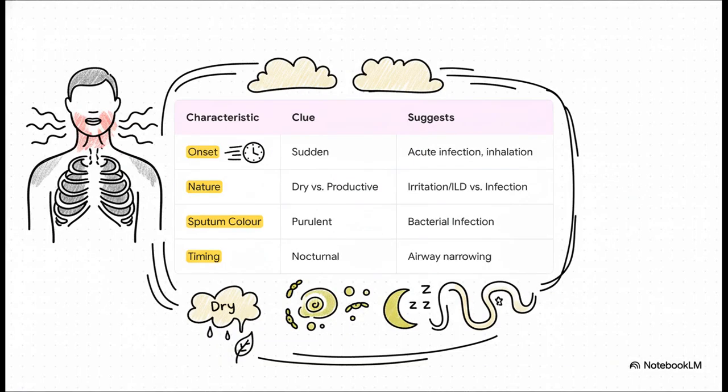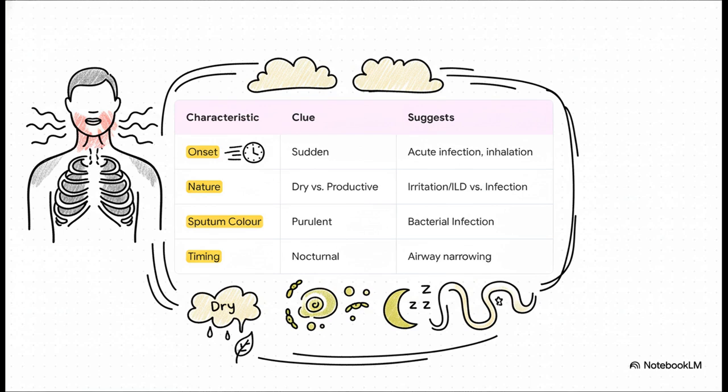Okay, pay attention, because this slide is incredibly high yield. A top-tier answer in an OSCE or a written exam will always break down the cough using these characteristics. Is it a dry, hacking cough? That might suggest some kind of irritation or maybe even interstitial lung disease. Or is it productive? That points us more towards an infection or a chronic condition.